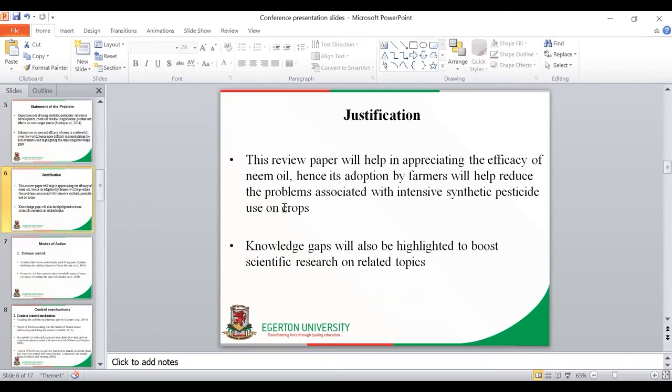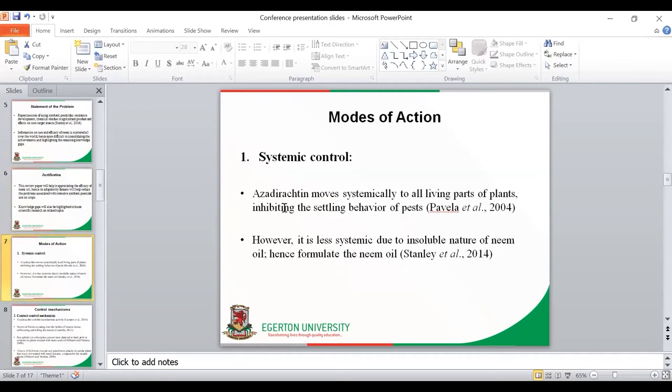Therefore, this review paper will be appreciating the efficacy of neem oil or azadirachtin, and it will be enhancing the adoption by many farmers, which will help in curbing the problems associated with intensive pesticide use on crops, and also in boosting afforestation. Knowledge gaps will also be highlighted in this review paper. So for the modes of action of this azadirachtin, there are two, the systemic control and contact control. By systemic, you find that azadirachtin moves systemically to all parts of the plants, hence inhibiting settling behavior of this pest.